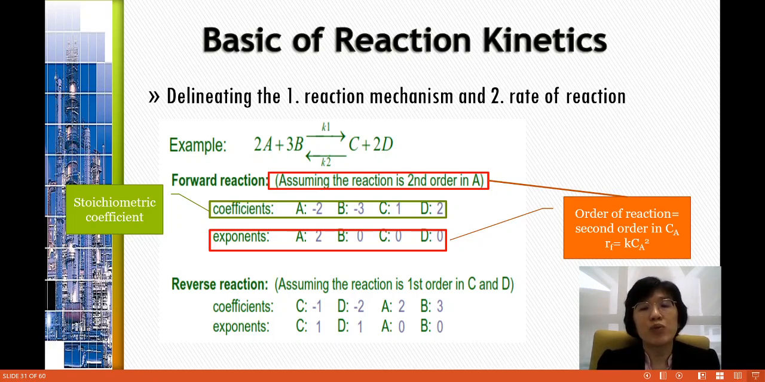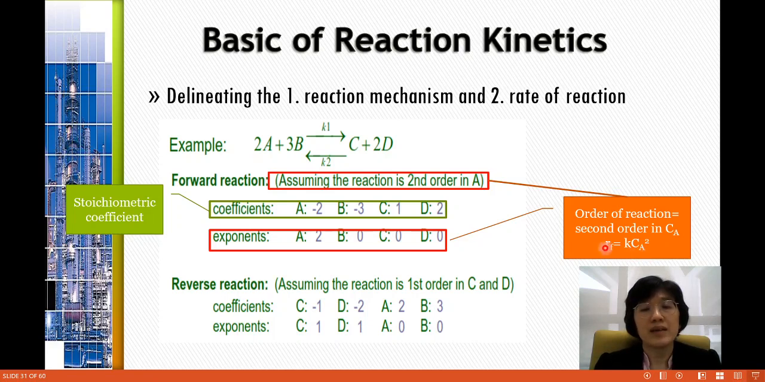For example, we have 2A plus 3B producing C plus 2D. In this case, for the forward reaction, we are asked to assume that the reaction is second order in A. Based on this information, we have written the rate equation here: Rf is equal to k times CA squared. Typically, concentration is used in the rate equation, unless you have a vapor phase reaction, then we can use the rate law in terms of partial pressure.